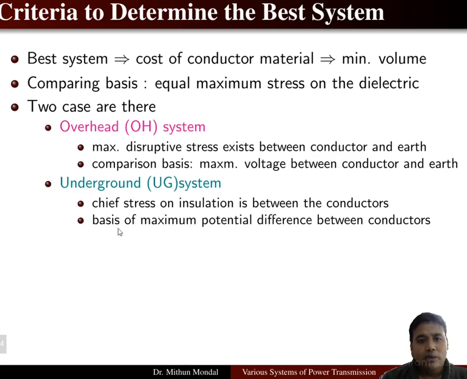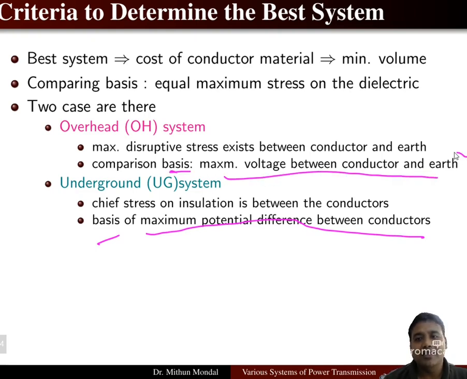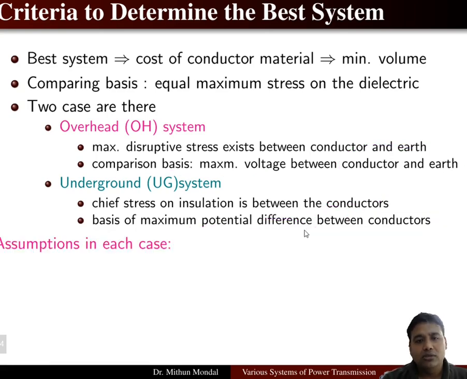Now what is the basis? Maximum potential difference between conductors. Here what is the basis? Maximum voltage between conductor and the earth. So here we have taken conductor and earth. Here we have taken between conductors. So this is the difference between an overhead system and an underground system.